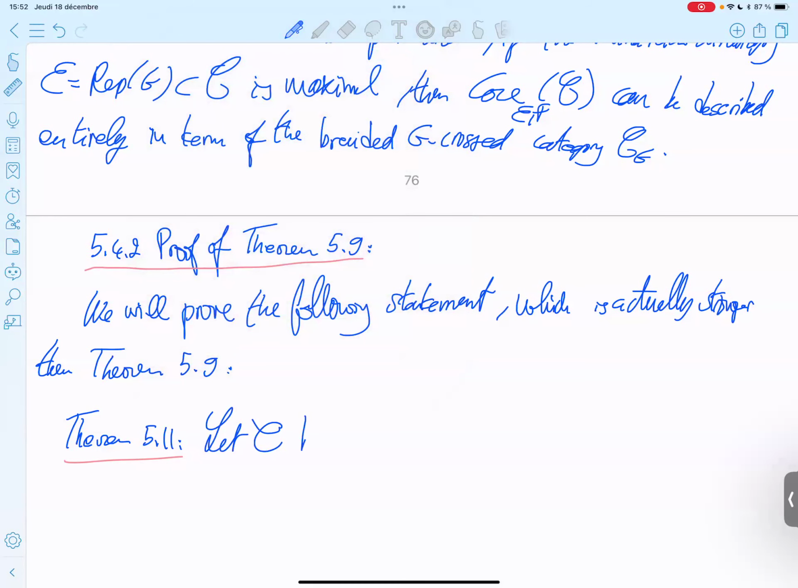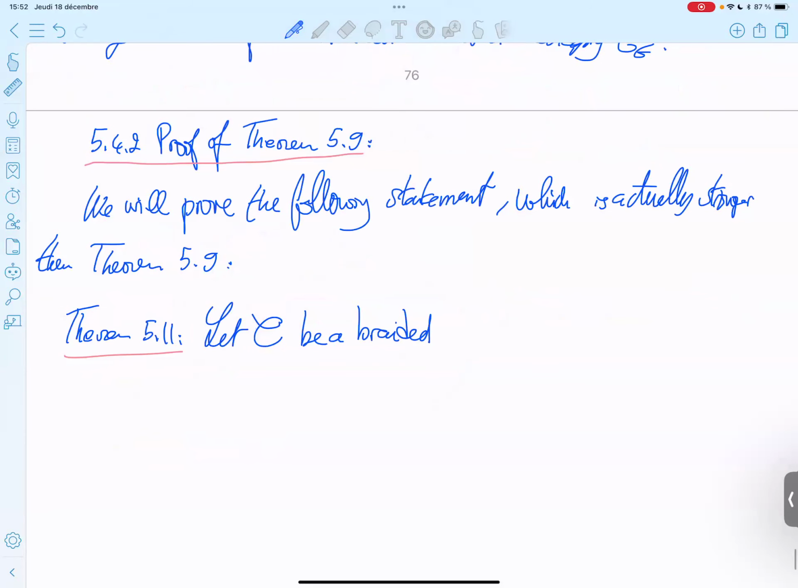Let's see the braided fusion category. So the beginning is the same, at the end, in fact, E1 and E2 will not be maximal, but they will just be maximal in the category generated by E1 and E2. That's the slight variation, the slight generalization. Let's see the braided fusion category. And in fact, it will be more convenient for the proof.